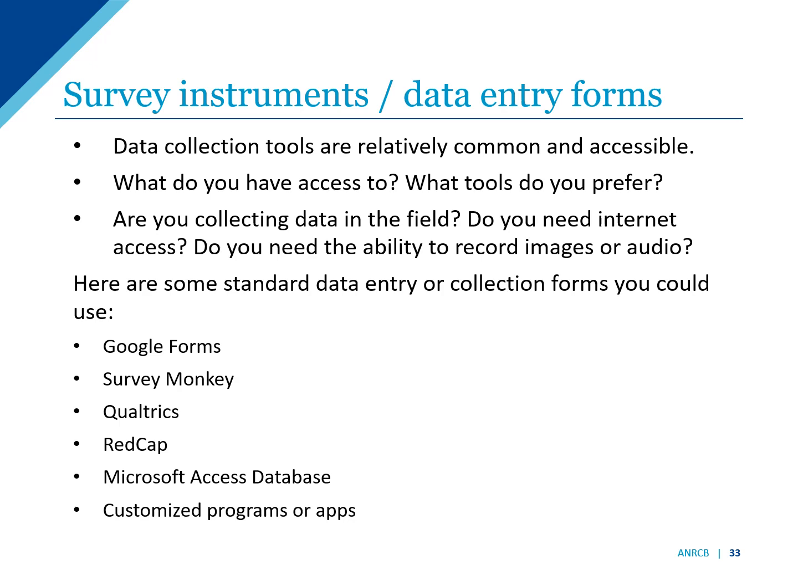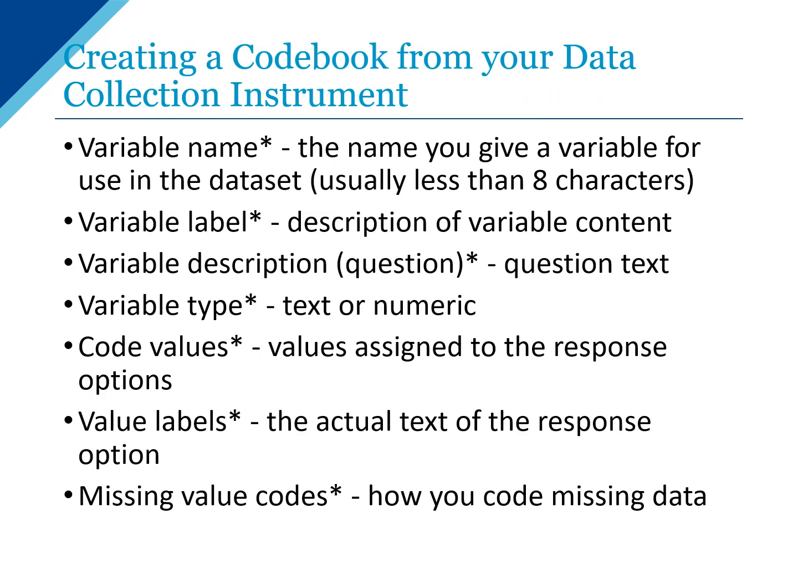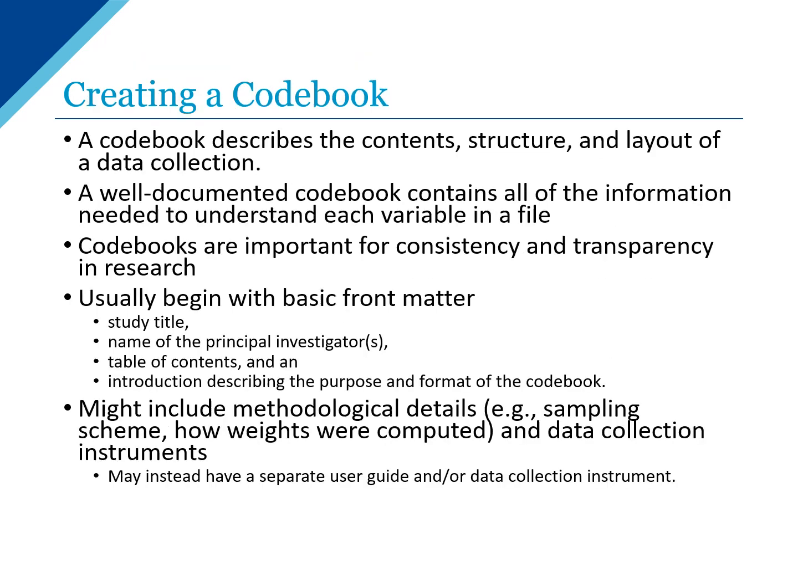The most fundamental components of a codebook are the variable name, label, and description, which is typically the question, as well as the type of variable, the code values and value labels for every response option, as well as missing value codes. You may also include the variable length or column location.